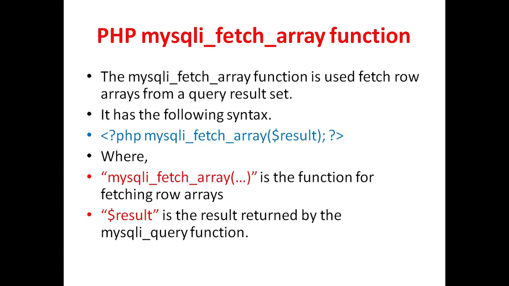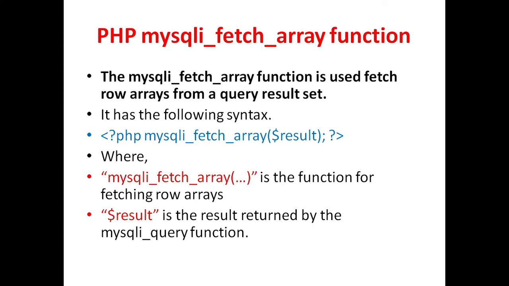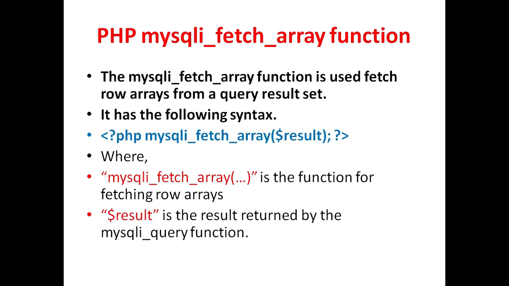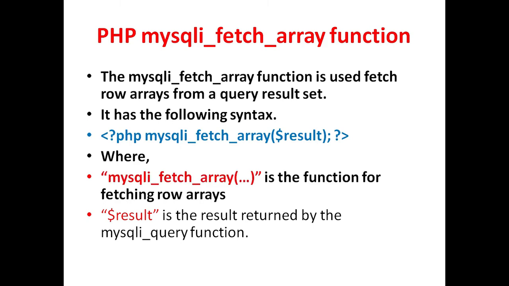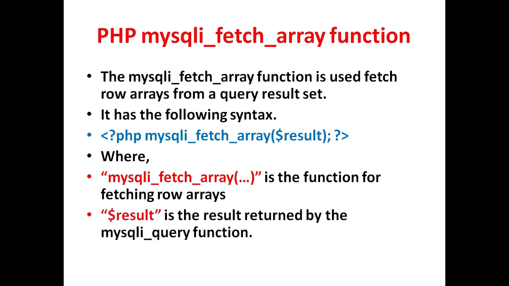Next is MySQLi fetch array function. This function is used to fetch row arrays from a query result set. General syntax for fetch array function is MySQLi fetch array and the result, where MySQLi fetch array is the function for fetching the row array and result is the result returned by the MySQLi query function.